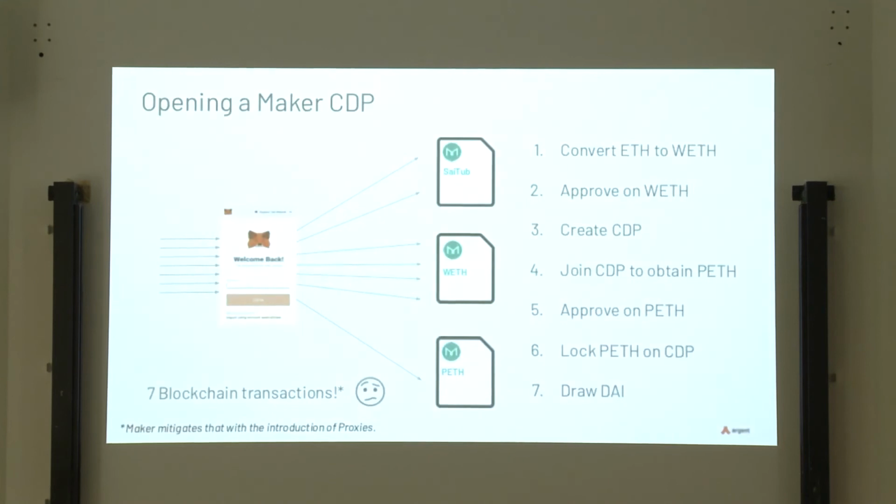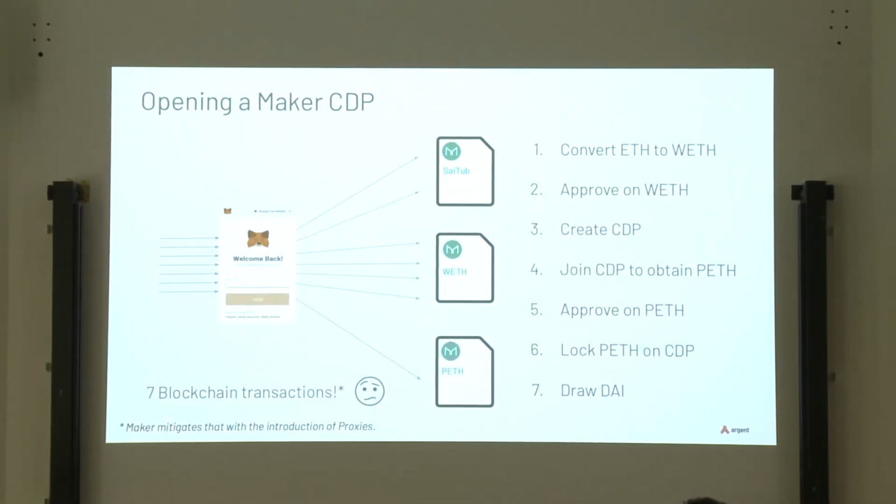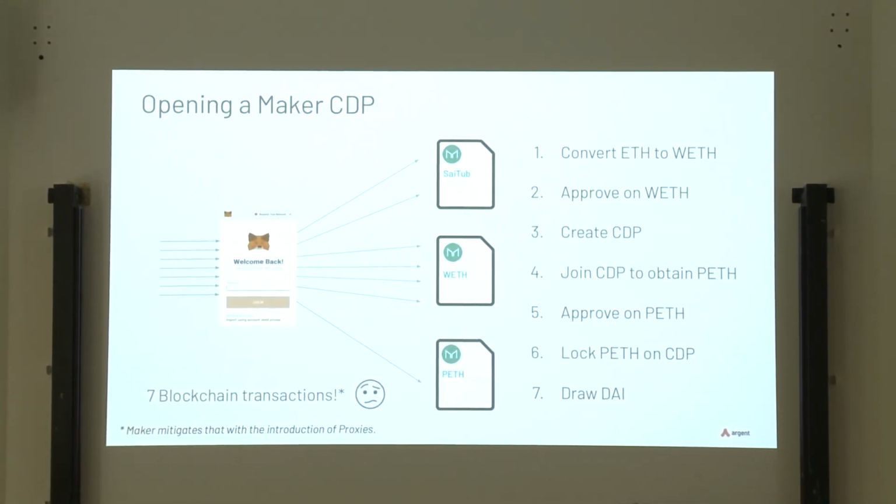So as Itamar has asked, when you open a CDP with Maker, you actually need to make 7 write transactions. You need to convert your ETH to WETH, approve on WETH, create your CDP, join your CDP to convert your WETH into PETH, approve your PETH, lock your PETH on your CDP, and finally draw your DAI. So that's like 7 transactions just to write. And then, of course, you need to make read calls to get some information. For example, what's the conversion ratio between WETH and PETH?